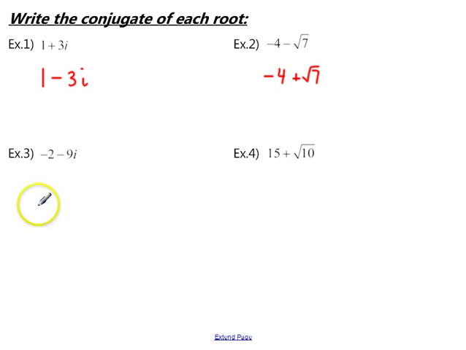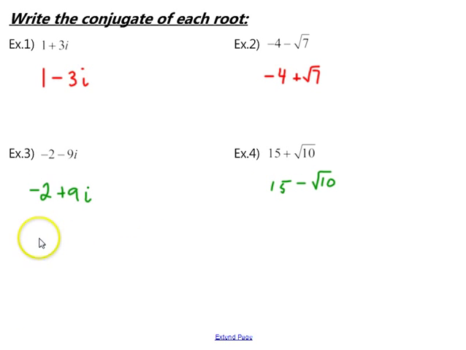So I want you to try example 3 and 4 and check back with me when you're finished. Hopefully for example 3 you got negative 2 plus 9i, and example 4 you got 15 minus square root of 10. So what this means is that as we continue writing polynomial equations from the roots, if you're given a complex root or an irrational root, you have to automatically add the conjugate as well.